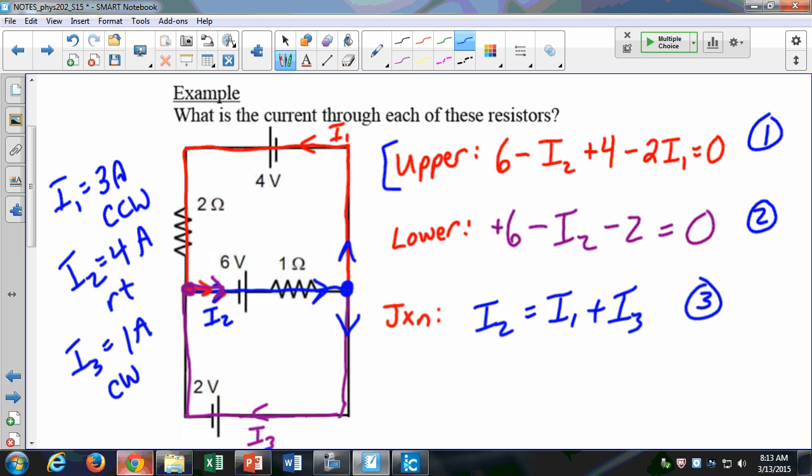And we know that they're all right because they're all positive. So what would we do if we come to one that's negative? If one of these came out negative, say for example, if I3 was negative, then you would just say I3 is 3 amps in the clockwise direction. Or whatever opposite is of what you found.